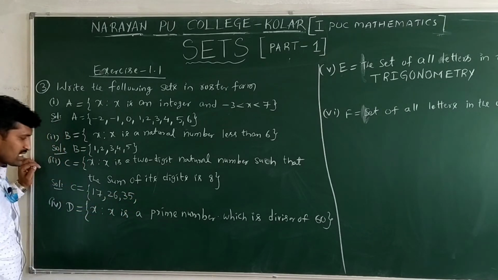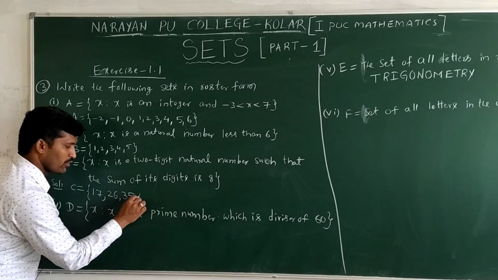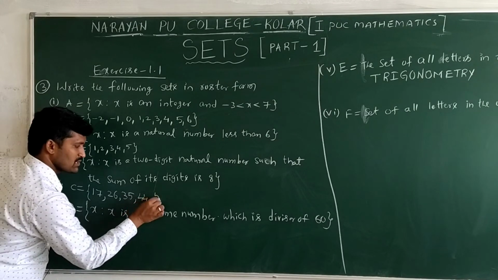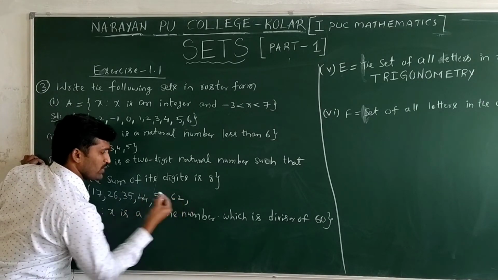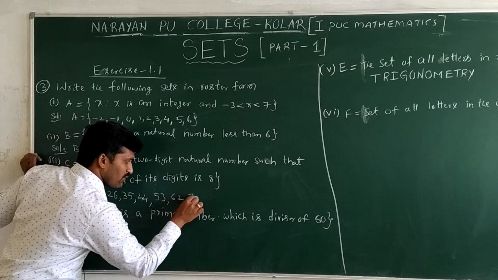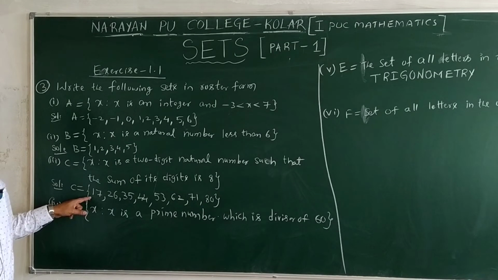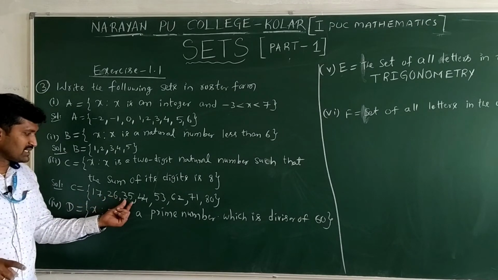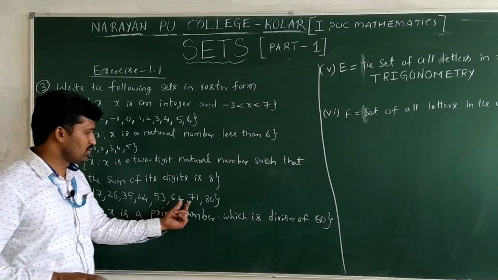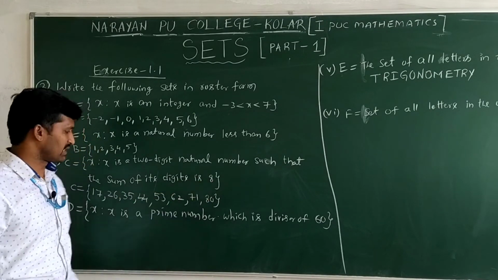Correct? Next, if you take one more, which one? 44 you can take. Next, 53 we can take. Next, 62 we can take. Next, 71 we can take. And last, 80. But we are not taking 08, because 8 is a single digit. So I am taking 17, 26, 35, 44, 53, 62, 71, 80. If you add these digits, you get sum is 8.